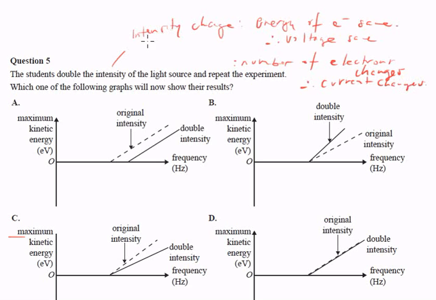So let's just go over this. When you change the intensity, the energy of each electron is the same, and so therefore the voltage that you measure is the same, but the number of electrons changes, and therefore the current changes. But this is a graph of the kinetic energy, or the voltage, that we measure out, and it doesn't change. So the answer for this one, D.